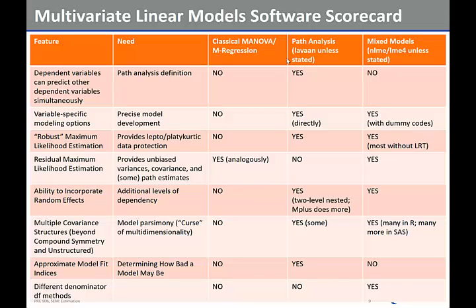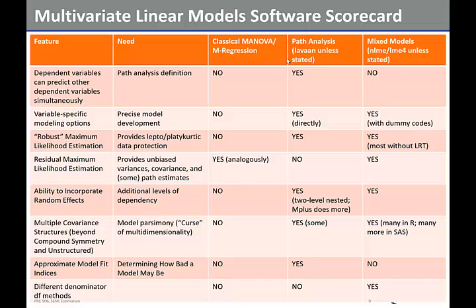So this is a multivariate model. This is an outcome. This is an outcome. Both of those outcomes are dependent variables. But the key in all of this is that one dependent variable, the mediator, is actually a predictor of a different dependent variable. So dependent variables can predict other dependent variables simultaneously, which is sort of a definition of path analysis.